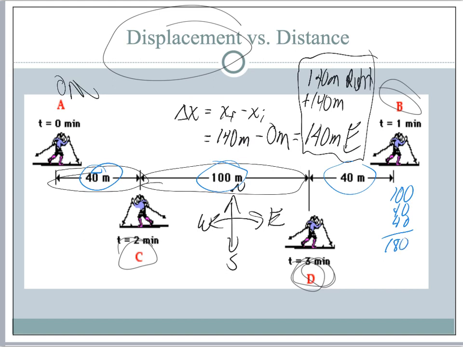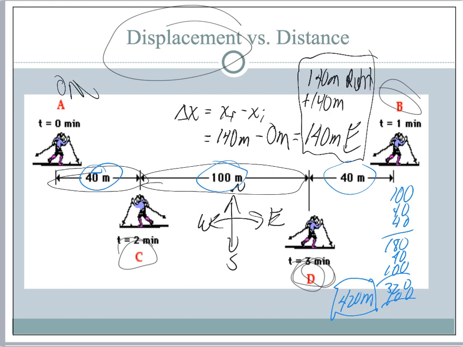180. And then from point B to point C, she went 40 and 100. So that's another 40, another 100. So what do we have there? That's 8 plus 4, that's 320 so far. And then she went from point C to point D, and that was 100. So what's 320 plus 100? That looks like 420 meters would be her distance traveled.